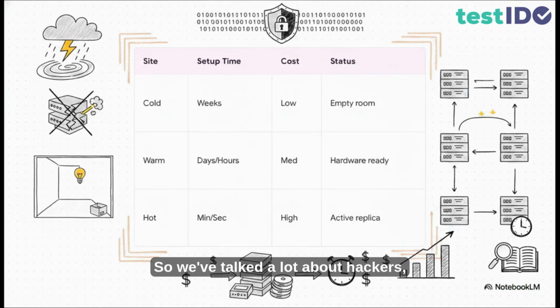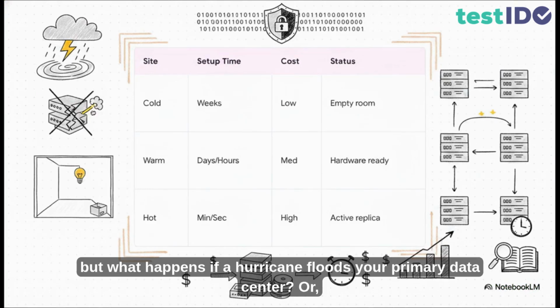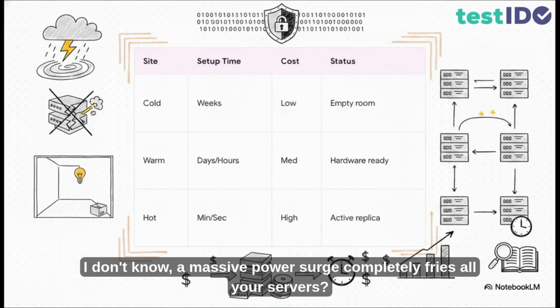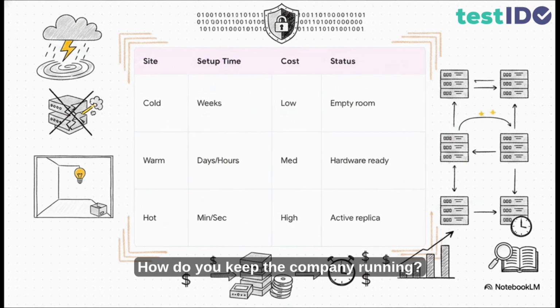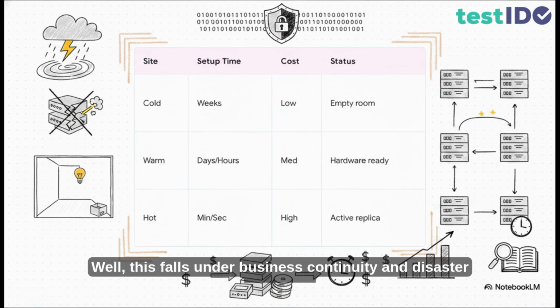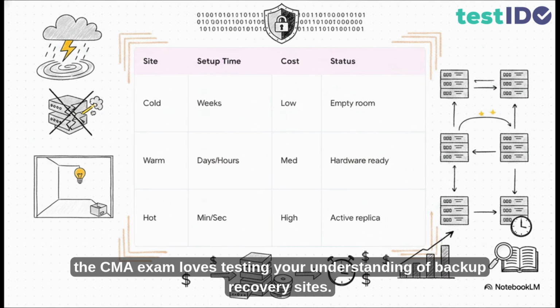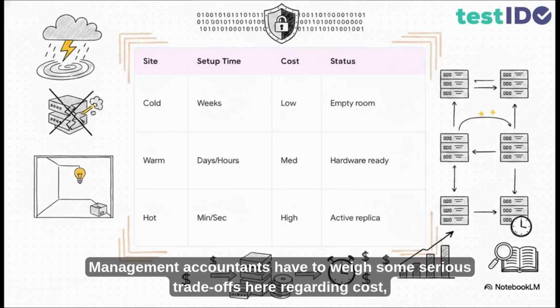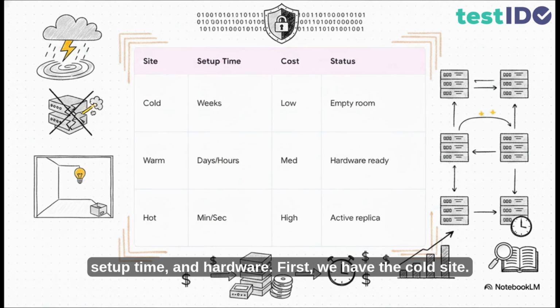So we've talked a lot about hackers, but what happens if a hurricane floods your primary data center? Or, I don't know, a massive power surge completely fries all your servers? How do you keep the company running? Well, this falls under business continuity and disaster recovery. And let me tell you, the CMA exam loves testing your understanding of backup recovery sites. Management accountants have to weigh some serious trade-offs here regarding cost, setup time, and hardware.